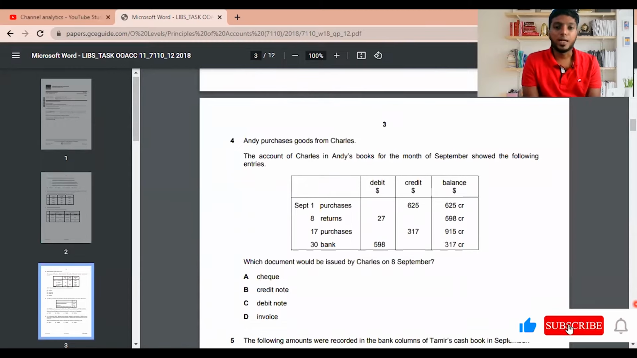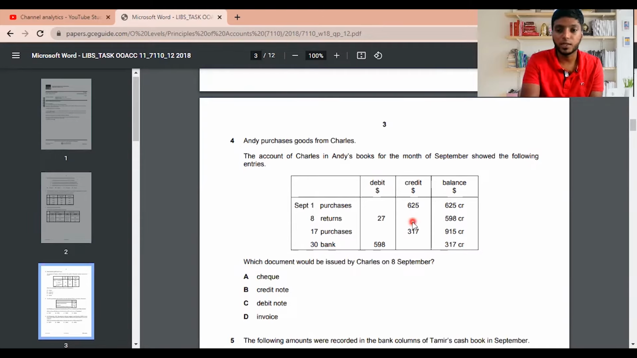Okay, another question. Andy purchases goods from Charles. The account of Charles in Andy's books for the month of September showed the following entries. So they are given purchases 625 credit, returns 27, purchase 317, 30, 598, and final balance is 317. Now, again, as I said, you need to be very concerned who is returning to whom. Andy is purchasing goods from Charles. The account of Charles in Andy's books for the month of September. So this is Andy's books.